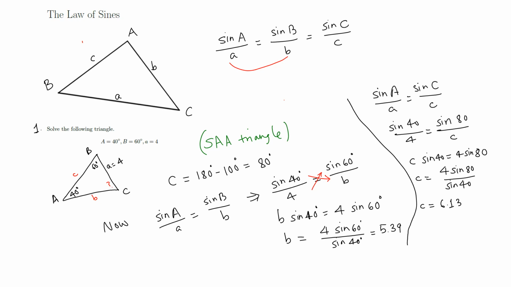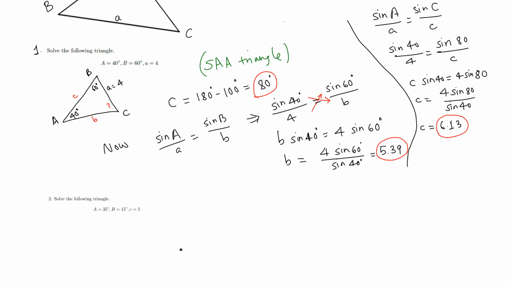Thus we found the three unknown parts: 80 degrees, 5.39 and 6.13. These are the answers. Now second example here. Solve the triangle: A equals 35, B equals 15, c equals 5.